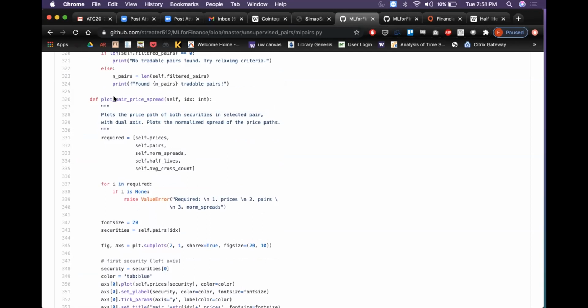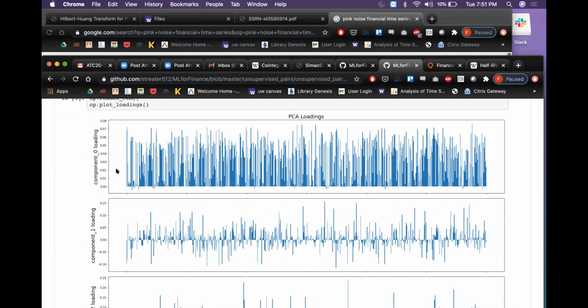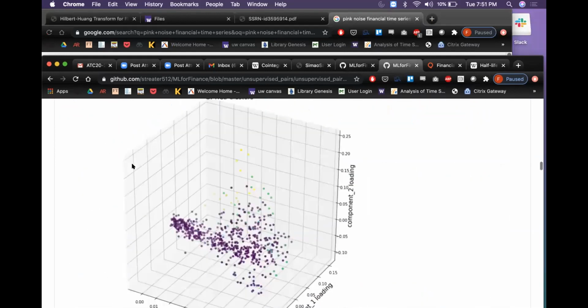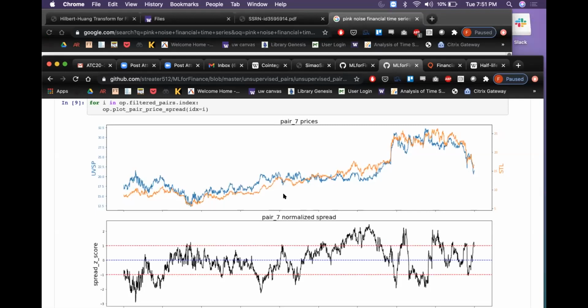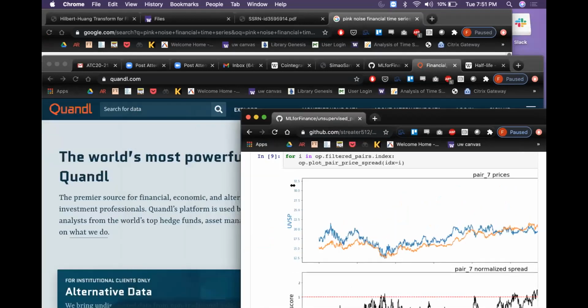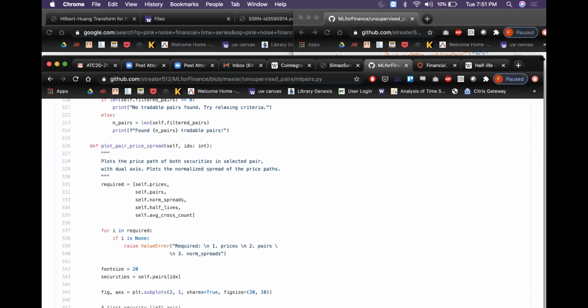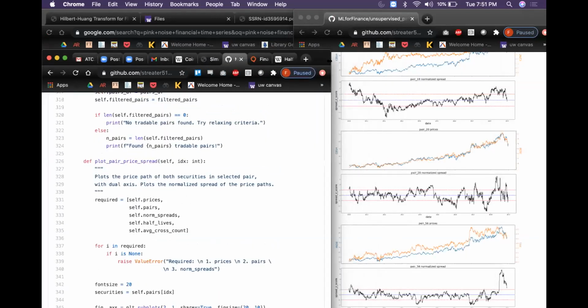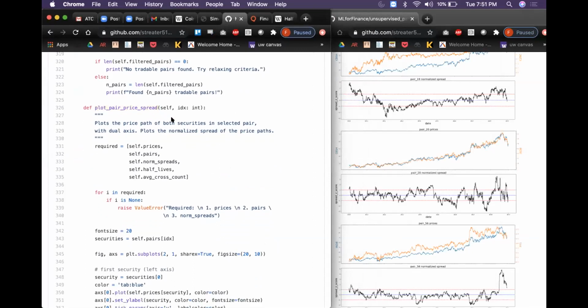So here we're going to plot the pair price spread. So this function, I'll show you the output of that. So this function is plotting. This function is outputting these two graphs right here. So let's see, why don't I do this? Yeah, so we can see this side by side. So we're going to plot the pair and price spread.